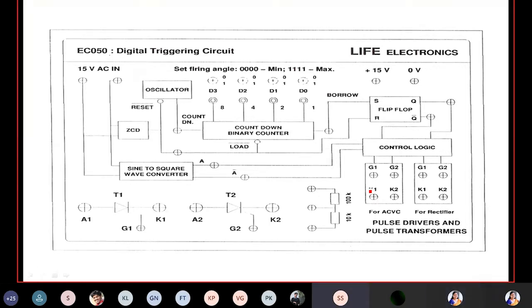15 volts AC and 15 volts DC. Yes, ma'am. Yeah, 15 volts AC and 15 volts DC.